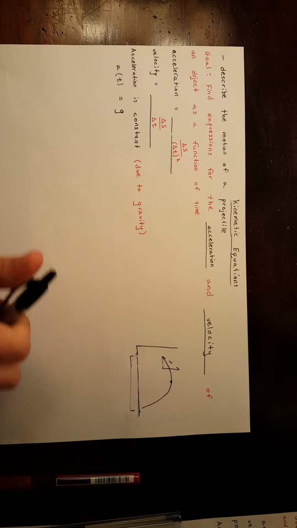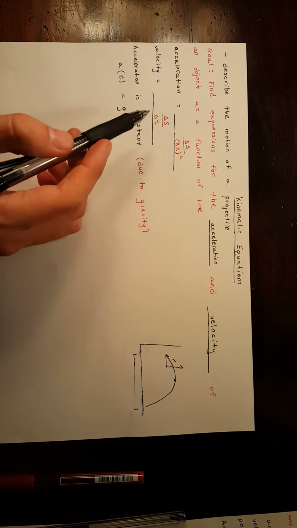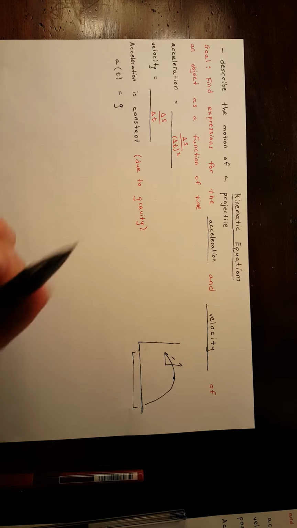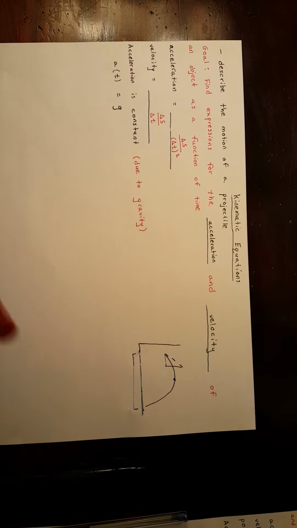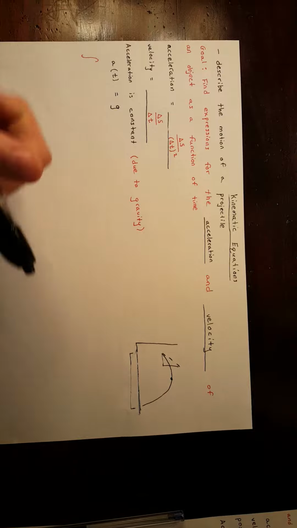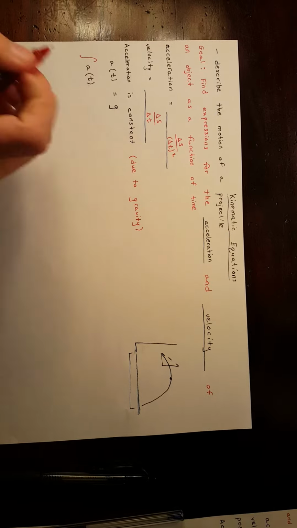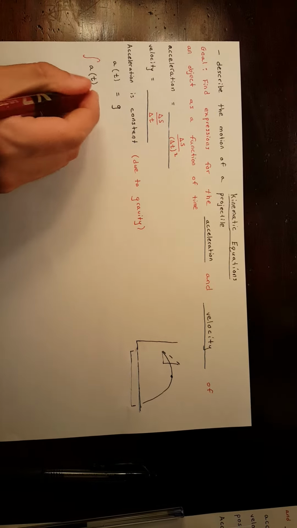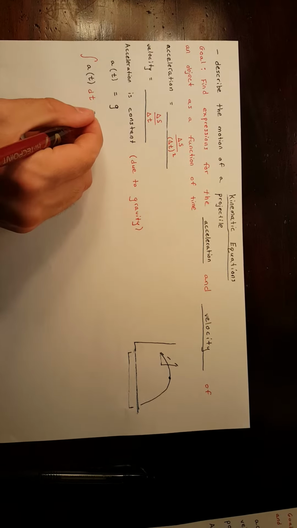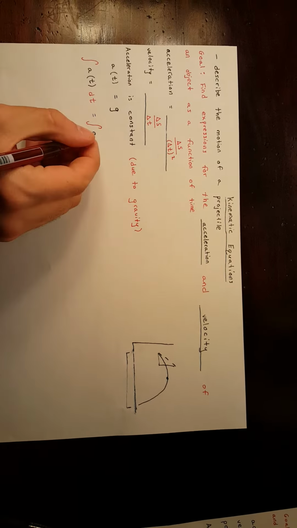So the next thing we want to do is take the antiderivative of acceleration with respect to time, which will give us velocity. And the reason for that is because the derivative of velocity with respect to time gives us acceleration. So if we take the antiderivative of acceleration with respect to time, that equals the antiderivative of g with respect to time.